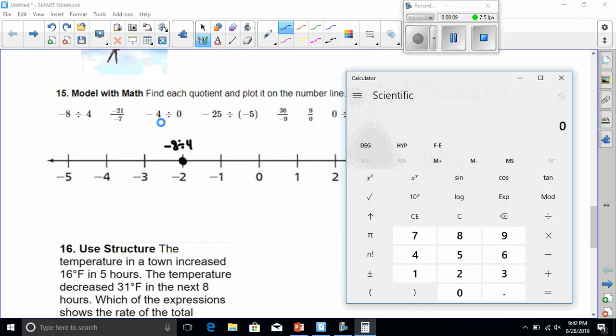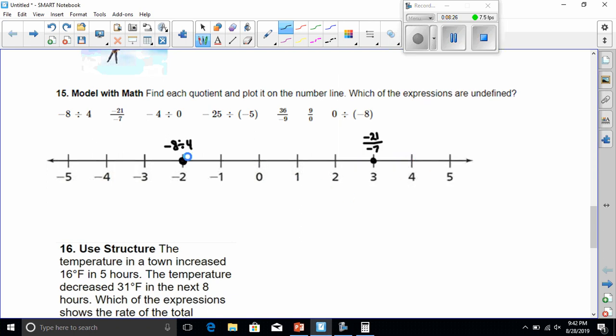When we use our calculator and we put negative 4 divided by 0, we actually find that it's undefined. You cannot divide something by 0. So that answer is going to be undefined. So over here we're going to put negative 4 divided by 0 equals undefined.